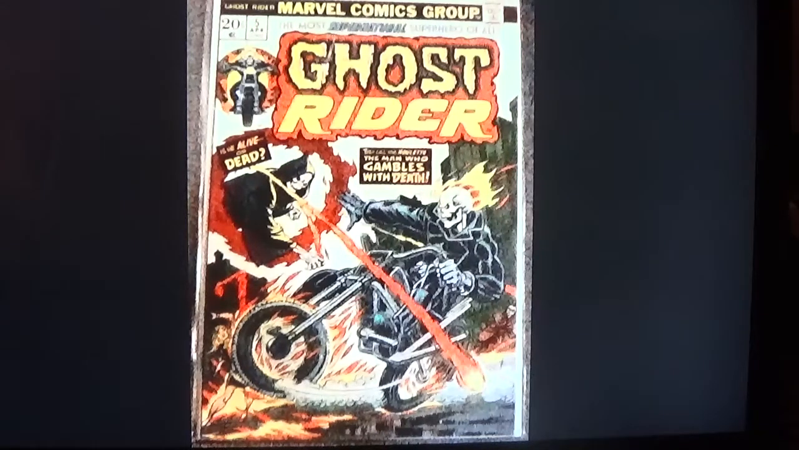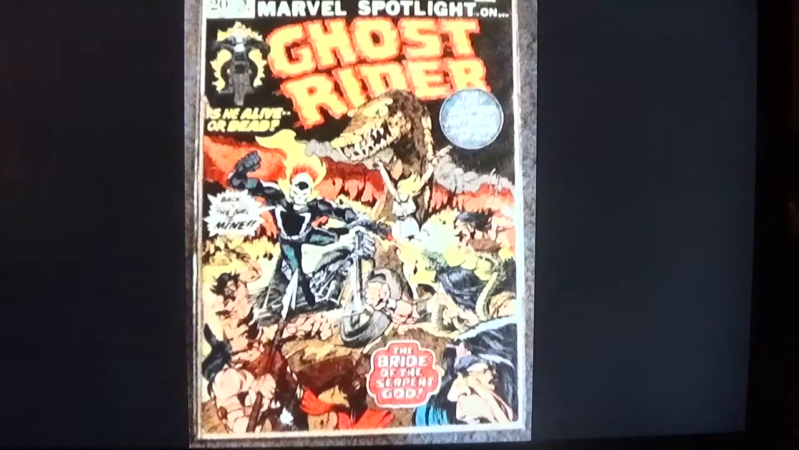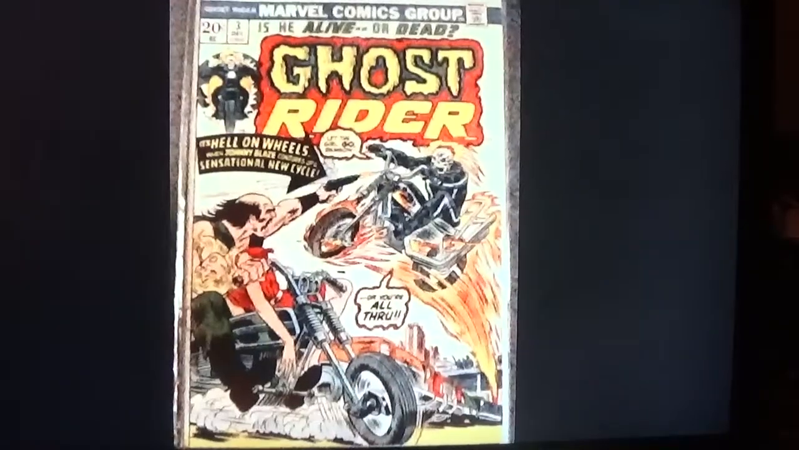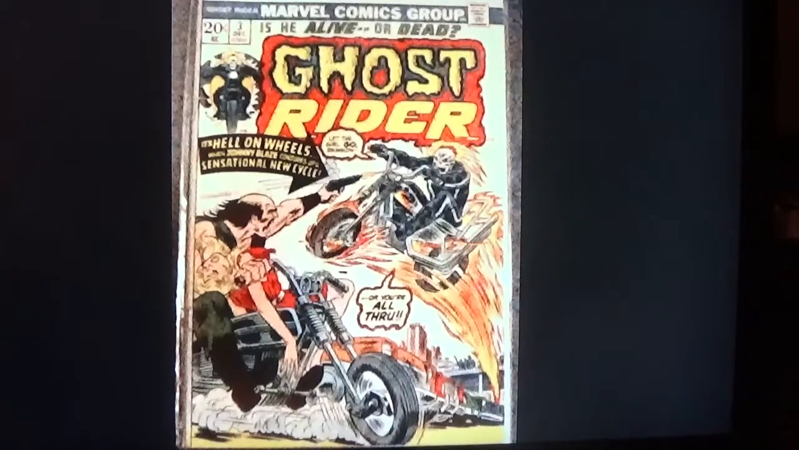Then Ghost Rider finally proved popular enough to get his own series with Ghost Rider issue 1, and it's just more of a continuation of the same. The witch woman is working for Satan, trying to track him and kill him for Satan, but it doesn't work out.